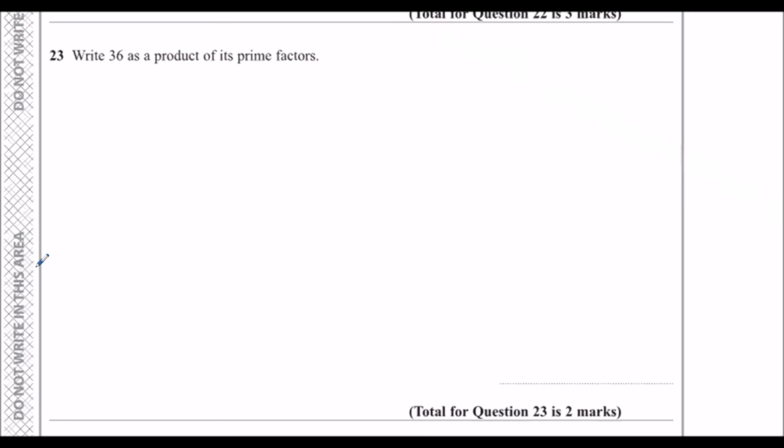Question 23. Write 36 as a product of its prime factors. So we're going to break down 36 until we've only got prime numbers left. So what two numbers multiply to make 36? Doesn't matter which ones we choose. We can have 2 times 18. 2 is a prime number. We can't break it down anymore. So we leave the 2.